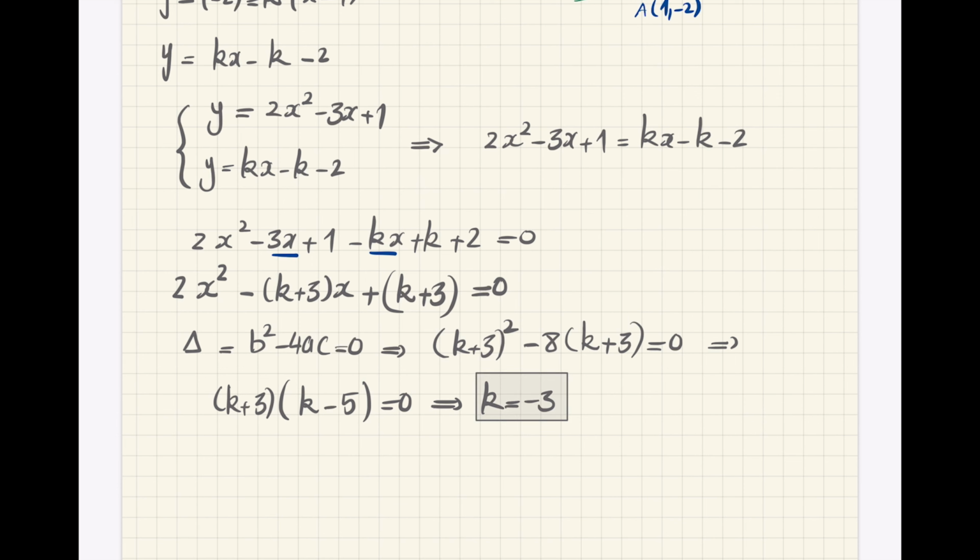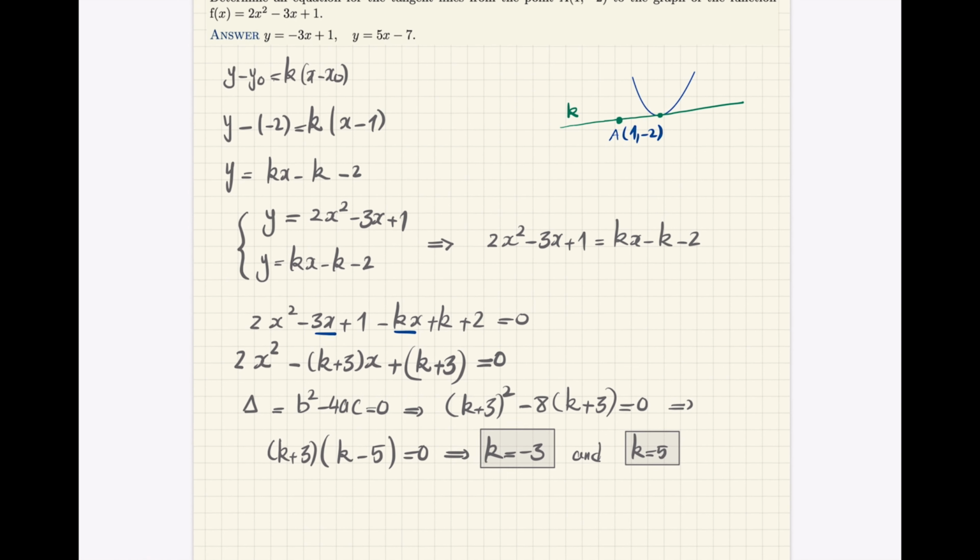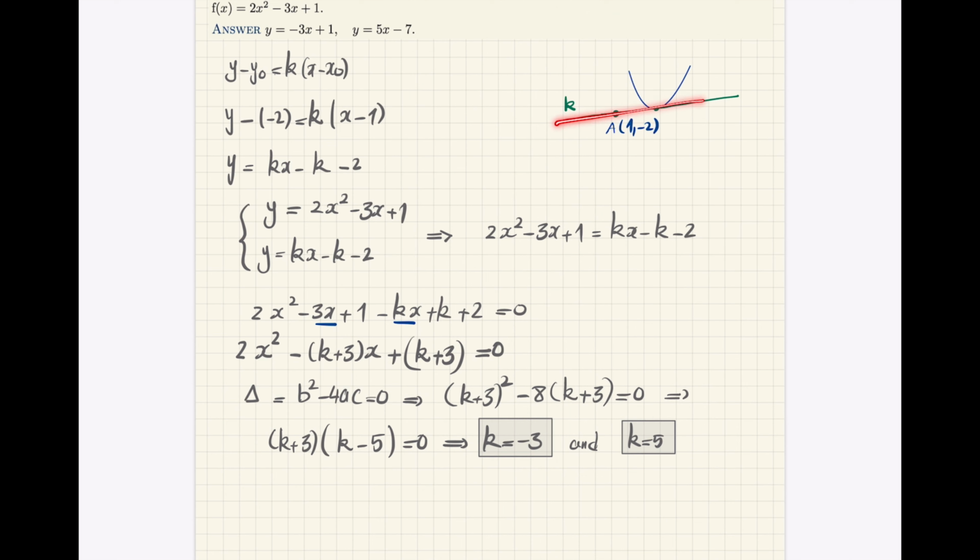And the other one, k is equal to 5. These are two answers. Okay, so it means that I found again two answers for y. So there are two lines, not one line, with different slopes.